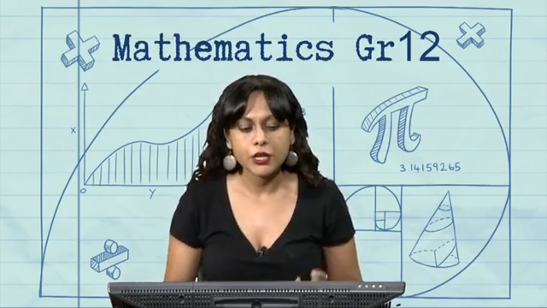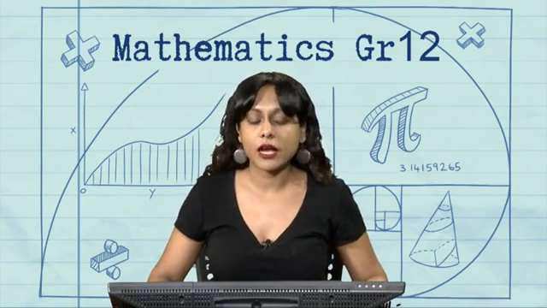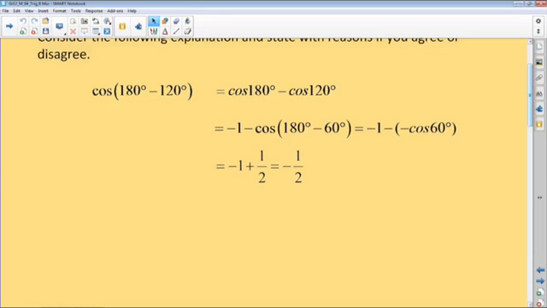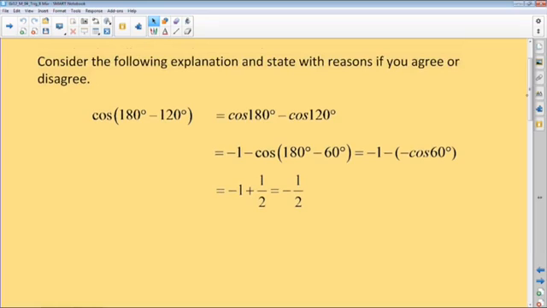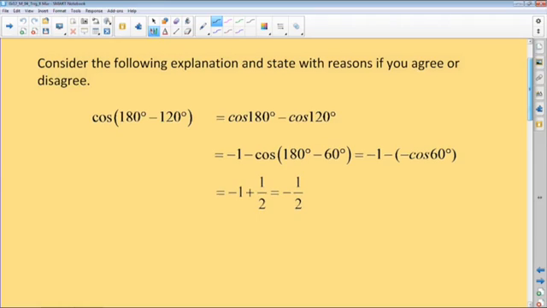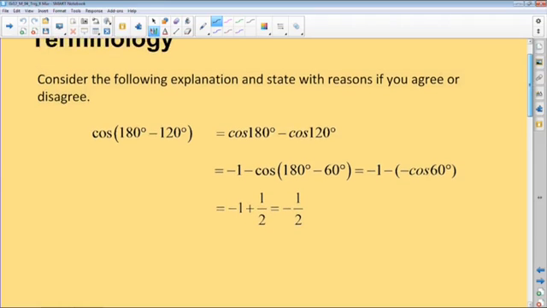Now, when we look at cos of 180 degrees minus 120, and we had to say, well, is this compound angle expansion correct? You can imagine that if you were to get something like this wrong in practice, it could lead to lots and lots of expensive problems. So I've got cos of 180 minus 120.